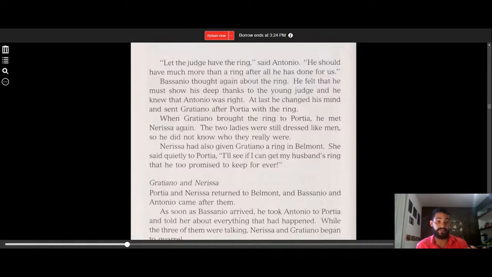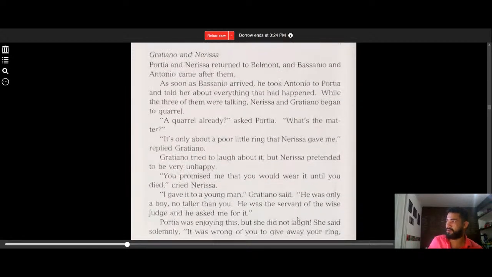Nerissa had also given Graciano a ring in Belmont. She said quietly to Portia, I'll see if I can get my husband's ring that he promised to keep forever. Portia and Nerissa returned to Belmont, and Bassanio and Antonio came after them. As soon as Bassanio arrived, he took Antonio to Portia and told her about everything that had happened.